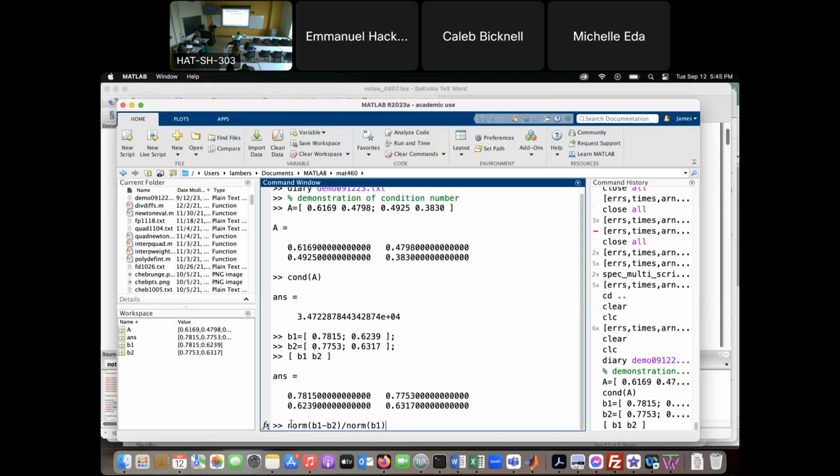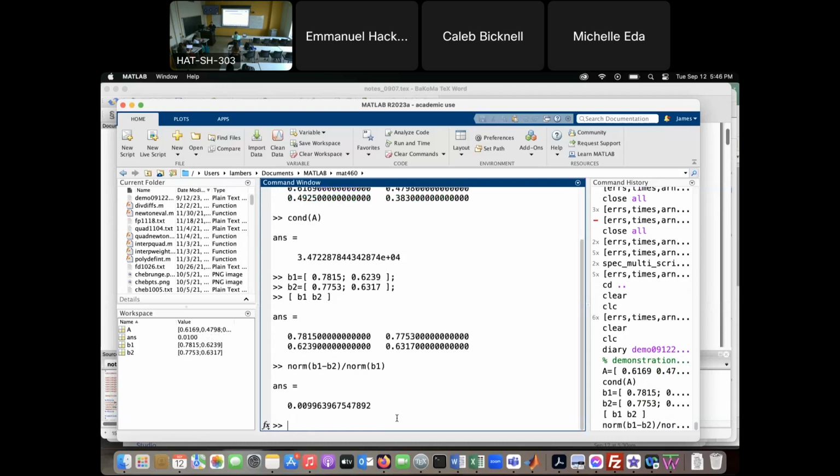Norm is a measure of the magnitude of a vector or matrix. So if I look at the norm of b1 minus b2 over the norm of b1, that gives me a measure of how different b1 and b2 are, like a percentage difference. And in fact, it's roughly 1%. So these vectors are not very different at all.